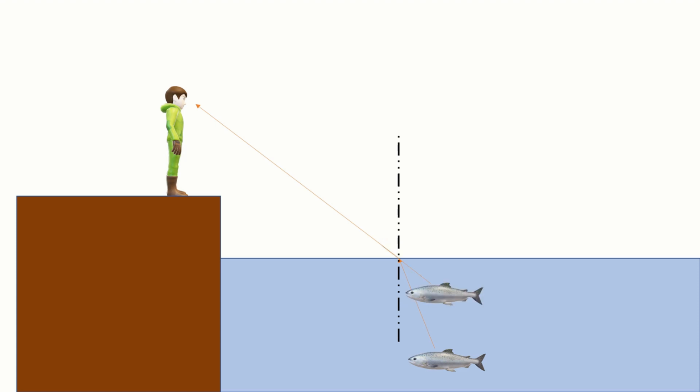Well, the observer will see the fish's position at this new point because their brain tells them that's where the light has come from, so it must be the position of the fish. It appears shallower than it actually is.